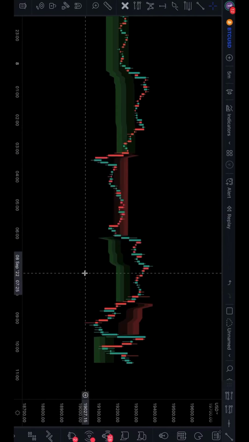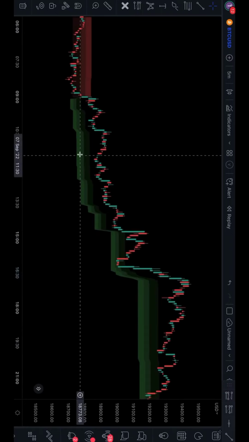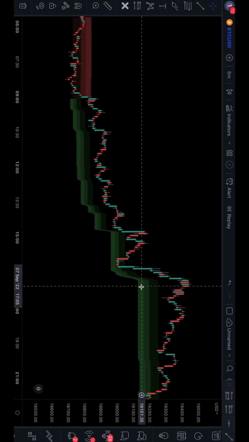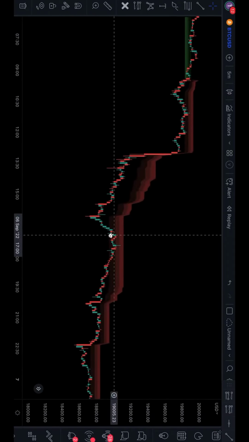So this indicator will serve us as a filter. Generally, if the plots are green, this is an indication of an uptrend. This also means that we're only going to be looking to buy during this time. And if the plots are colored red, this is a signal that we are in a downtrend, so we're only going to be looking to sell during this time.